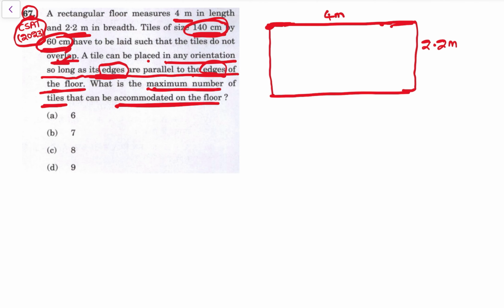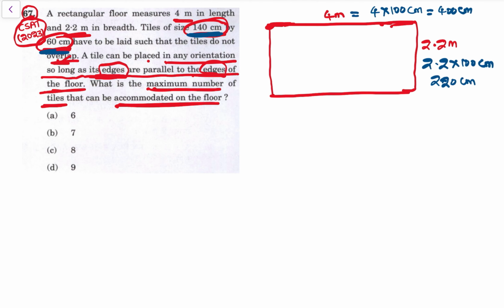See, first let's convert them into centimeters, because the tiles are in centimeters. So 4 meters in centimeters: 1 meter is equal to 100 centimeters, so that is 400 centimeters. And 2.2 meters into 100 centimeters, that is 22 into 10, that is 220 centimeters. So in 220 centimeters we need to put 140 centimeter tiles.